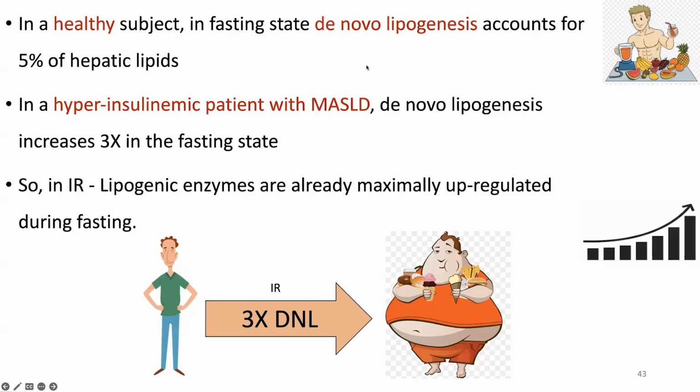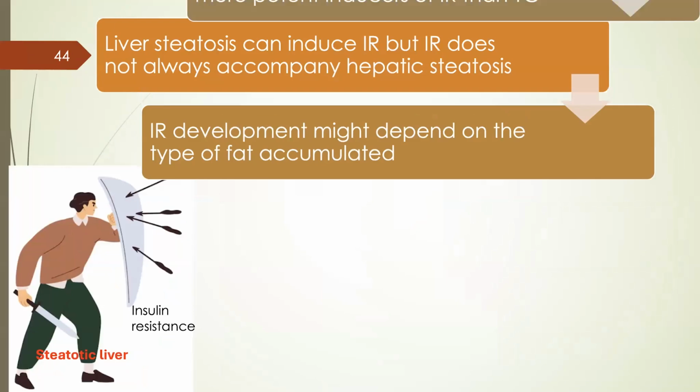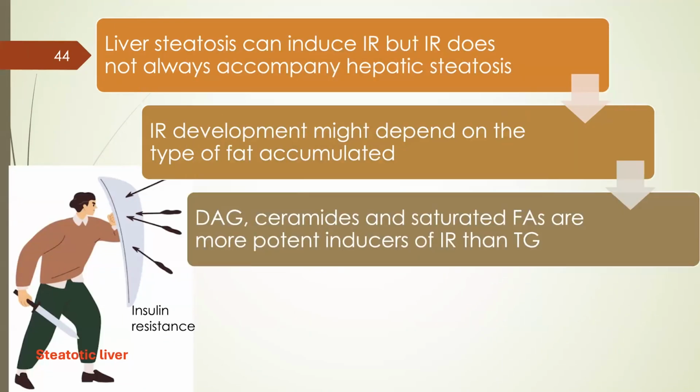In the healthy state, only 5% of the total lipids tend to occur because of de novo lipogenesis. Whereas in patients who have fatty liver disease or MASLD, there is a 3 times higher activation of de novo lipogenesis, which is a problem which may be related to genetic effect. In fact, there is an upregulation of the lipogenic genes. That means whatever you eat, whether it is fat or carbohydrates, you are likely to have more deposition of fat in the liver. Moreover, there is a dynamic relationship between the deposition of fat and development of insulin resistance. Liver steatosis can induce insulin resistance.